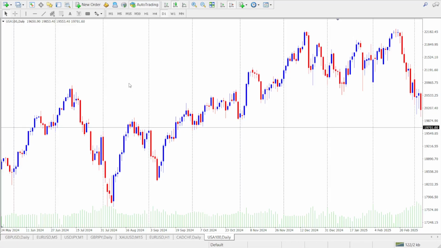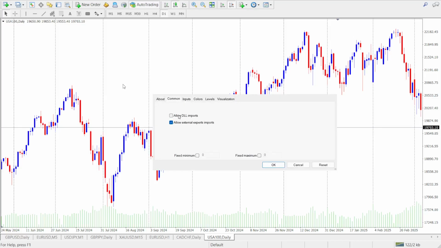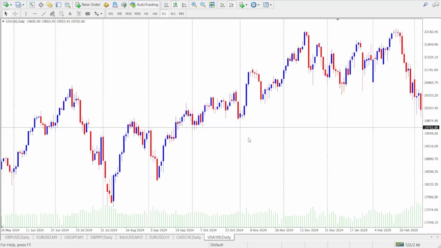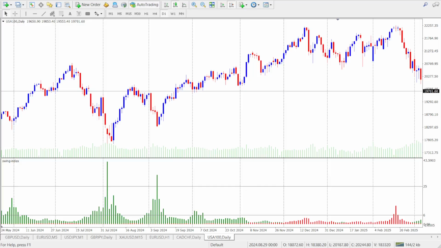Okay, now this is how the swing index indicator looks like. Okay, now you might be asking, what exactly is this indicator and what does it do?